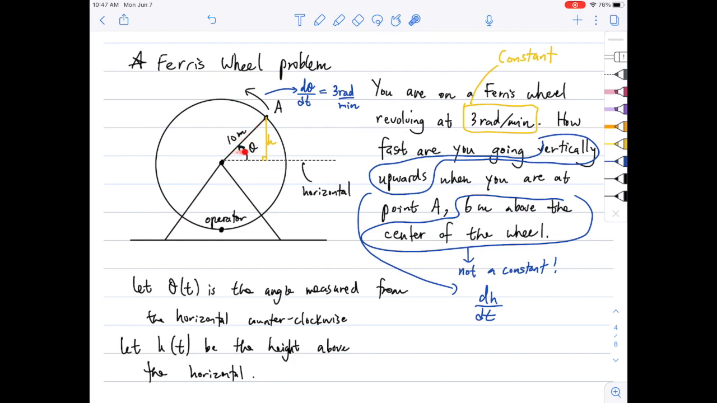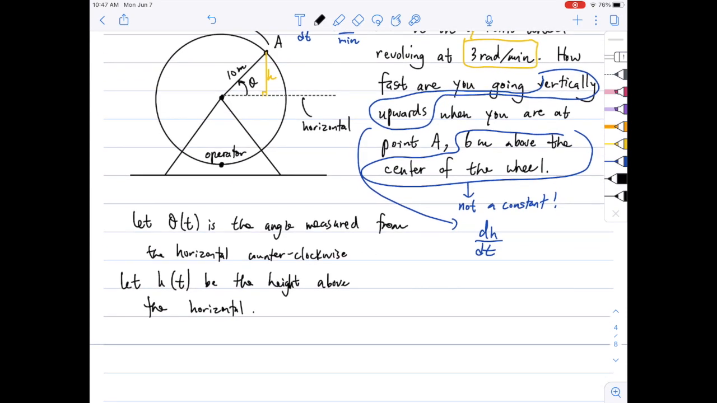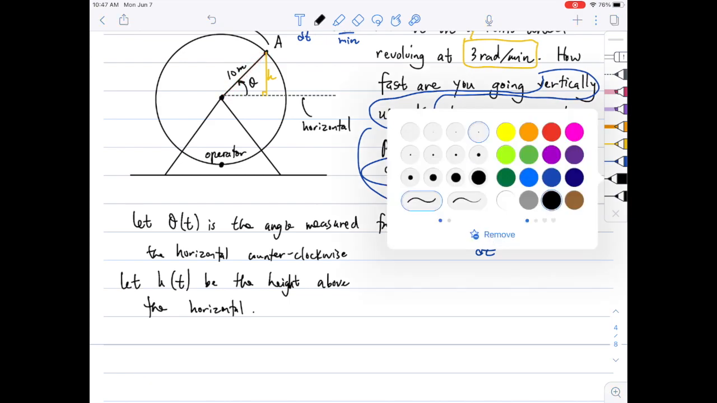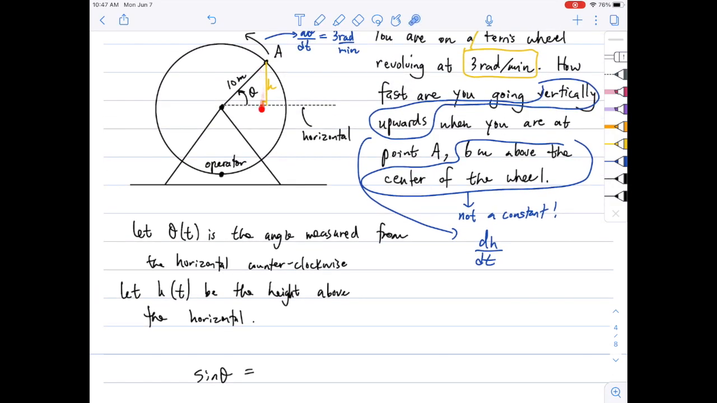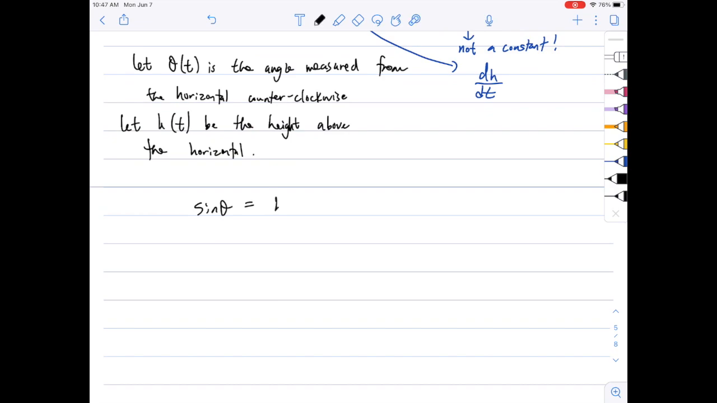We can see that it's a right triangle. We can see the hypotenuse is fixed, okay? And so we know that we're going to need a trigonometric equation. The trigonometric equation that relates the opposite side, or the y-coordinate, to the hypotenuse, the radius, is going to be sine. Okay, so we're going to say sine of theta is going to be the ratio of the opposite side, or the y-coordinate, to the radius. Okay, so that's going to be h divided by 10.